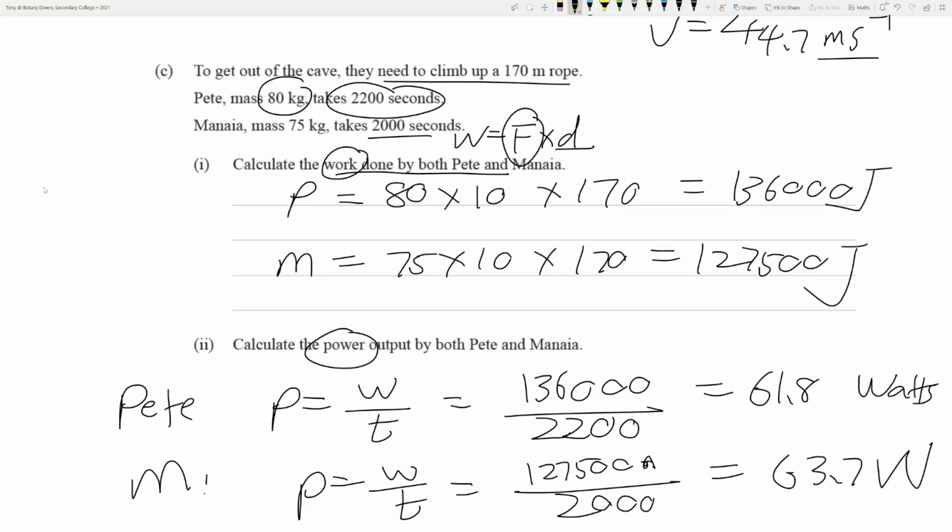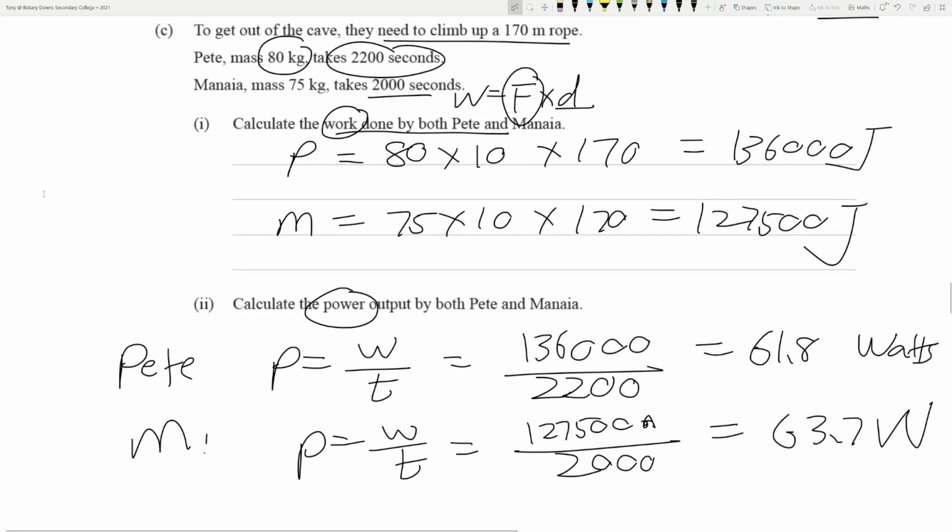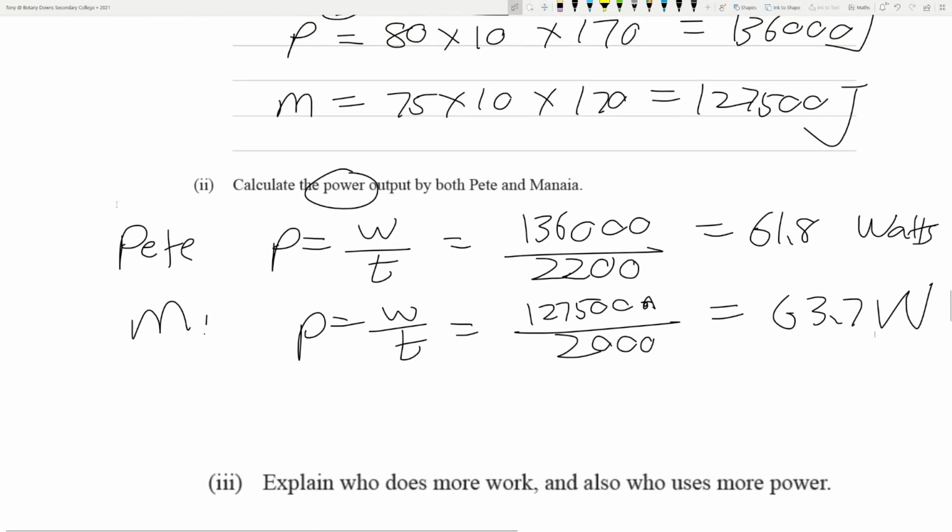Okay, so the really important thing that they ask you to do in the next question, explain who does more work and also uses more power. So if you look at these two numbers, Pete over here does more work, but Pete actually has less power. The reason that he does more work is because he has a larger body mass. That means he would have a larger weight force. Because they are climbing the same distance, the weight force is the determining factor of how much work they do.